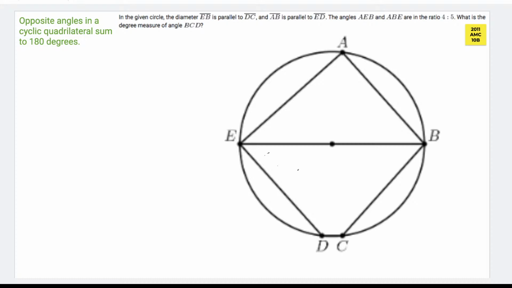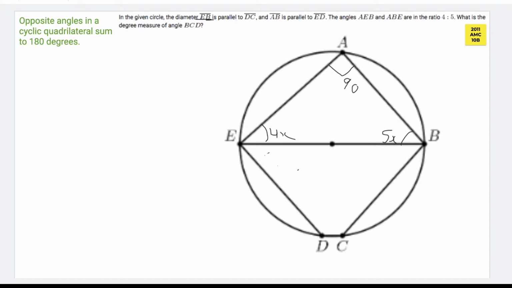It says the angles AEB and ABE are in the ratio of 4 to 5, which means if this is 4x, then this will be 5x. Now, it's asking us for the angle measure of BCD. Now, to find that angle measure, we know that EB is the diameter. That is very important for solving this problem, because we know that this angle is 90. If a right triangle is inscribed in a circle, the hypotenuse is the diameter, and conversely, it is a right triangle. So this is 90 degrees no matter what.